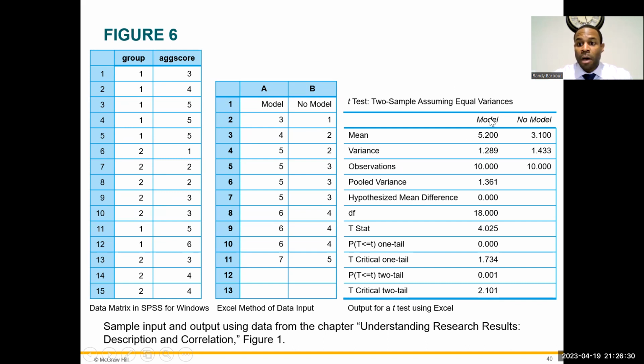You see here, the model group, you have a 5.20, 3.1 for the means. We're just using the data that we used at the beginning. You see the variances. You see the number of observations, or the number of participants, in each of those groups. You see the pooled variance there, the degrees of freedom, like we talked about. Those are the number of scores that are free to vary. You see the T statistic here, right? We got that, 4.025. Here is my critical value for the one-tailed test. Here's my critical value for the two-tailed test.